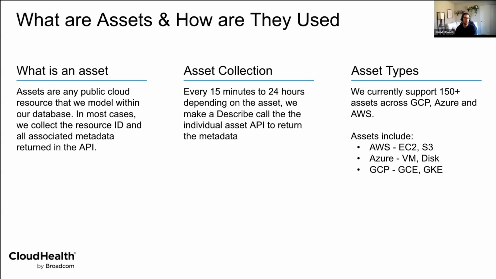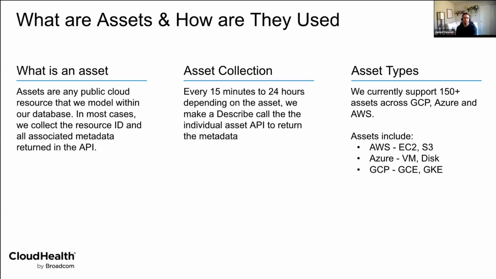Now, assets can live and die on the order of minutes, not days and months. For that reason, we have a separate collection pipeline. Your bill, depending on your size, will collect anywhere from once a day to twice a day, and all your reports will calculate over the next few hours. For assets, we actually collect every 15 minutes to every 24 hours. This allows us to collect and model resources that are short-lived. So you won't be missing EC2 instances that live and die within half an hour, because we collect them every 15 minutes.